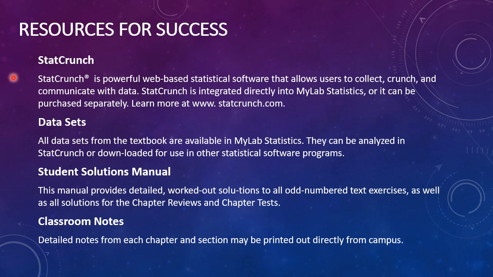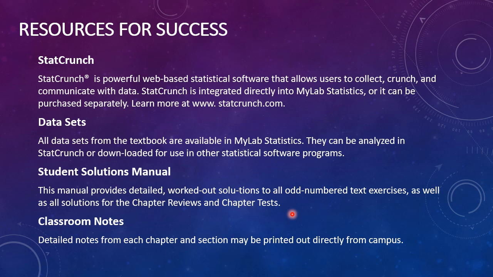All of the data that's used in this course, in the textbook and in MyLab Statistics, is also available in StatCrunch or can be downloaded to use in Excel or elsewhere. And most of the data is actual real data from studies and other statistical research that's been done. You also have the Student Solutions Manual in eCampus, and this gives you worked out step-by-step solutions to all the odd-numbered problems in the back of each section in the electronic text that you have access to. Notice that you have all the solutions, odds and evens, for both the chapter reviews and chapter tests that are at the end of each chapter in the book.